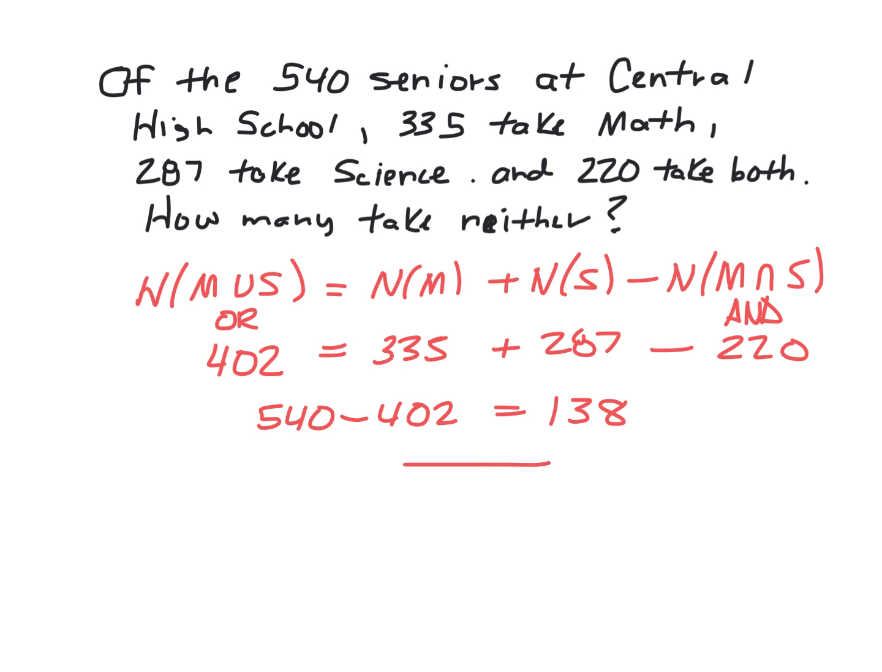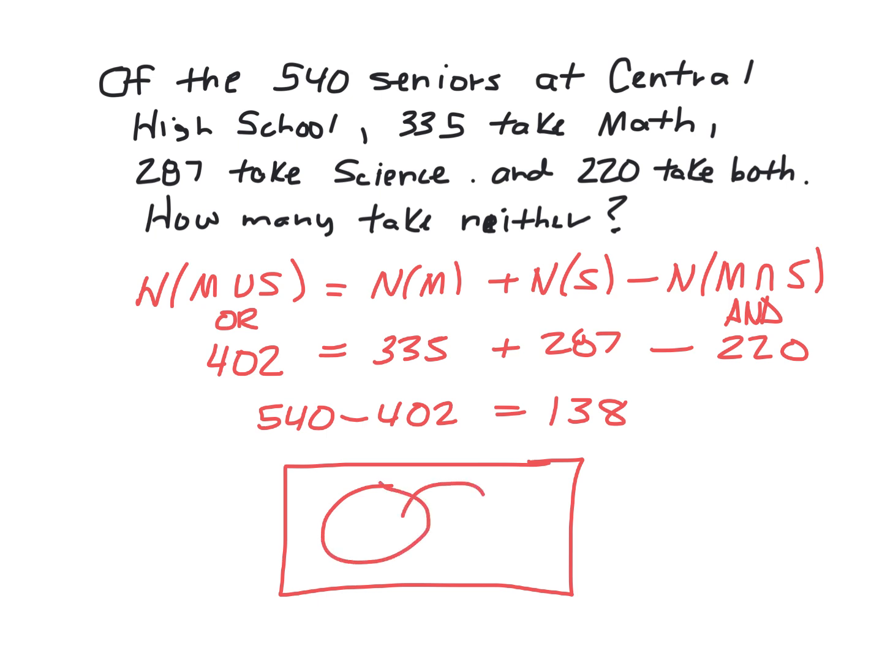You can also work out this problem by using what's called a Venn diagram and using a couple intersecting sets that we're going to call math and science. And then we know that there are 220 students that take both of them. So there's 220 in the intersection or the overlapping part of that circle. There's 335 that take math. So 335 minus those 220 would give us 115 that take math only. And then the 287 minus the 220 would give us 67 that take science only.